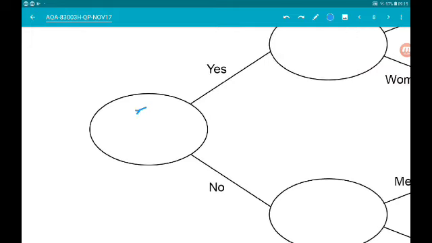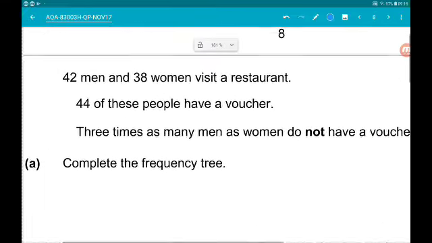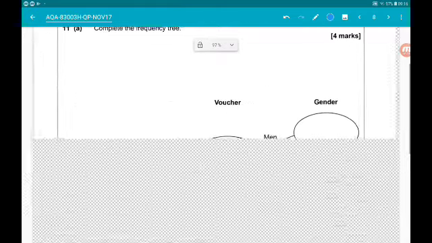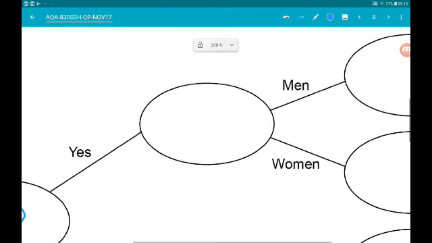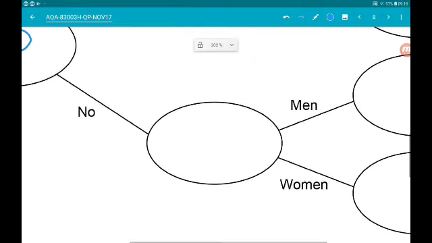So we're putting 80 in there. Good times. Right. Okay. 44 of these people have a voucher. Okay, next up. So, voucher, yes, 44. That means then that people without a voucher are going to be 80 minus 44, which is 36.